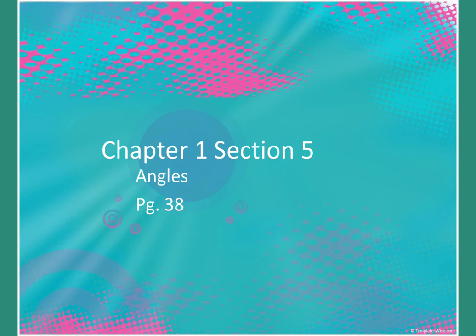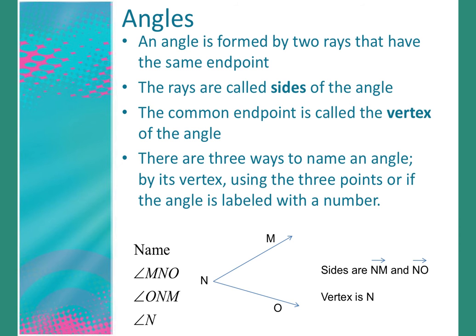Okay. All right, so 1-5, again, called angles. Okay, so a lot of vocab at the beginning. Hopefully we know what an angle is. An angle, by definition, is formed by 2 rays that have the same endpoint. The rays are called the sides of the angle. And the endpoint, which is the common endpoint because they both share it, is called the vertex.